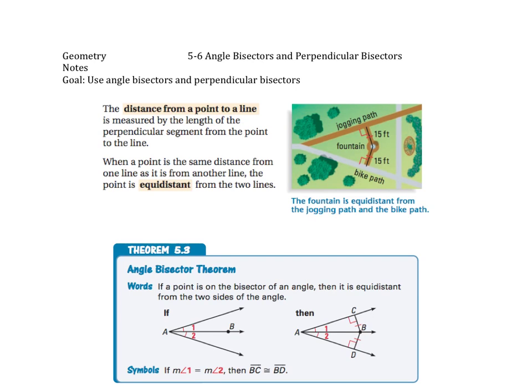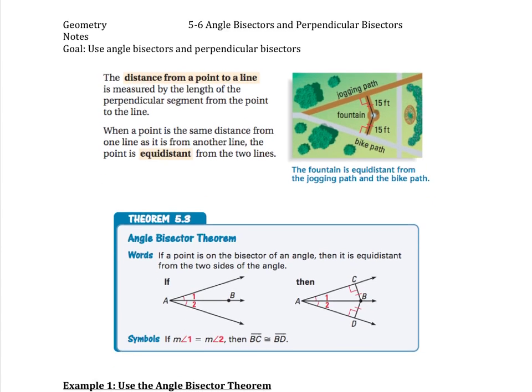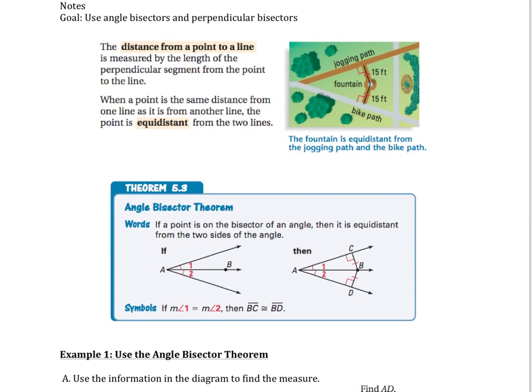Okay, 5.6 angle bisectors and perpendicular bisectors. We're going to use these in order to find distances and points on the bisectors. So you need to recall that a distance from a point to a line is a perpendicular segment. So you need to have that right angle, as you can see in this path right there, in order to make sure that it is a distance from a point to a line.